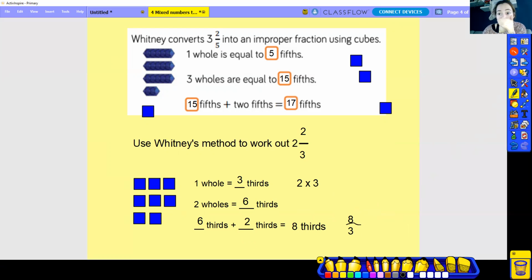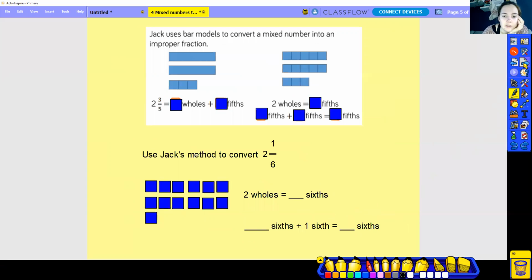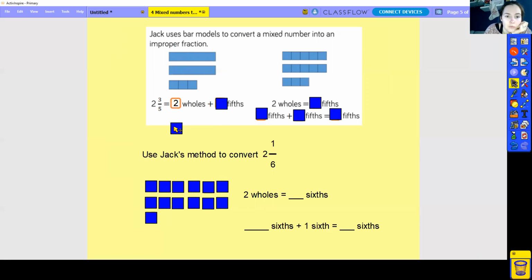Okay, right, let's have a look at the next question. So we're going to do the same thing again on this one. So we've got Jack here. Jack uses the bar model to convert a mixed number into an improper fraction. So he has got, if you see here, 2 3/5. So first of all, we need to split it into how many wholes we have got and how many fifths. So if we look here, how many whole bars have we got? Well, we've got 1 whole bar here, 2 whole bars here. So Jack has got 2 wholes there.